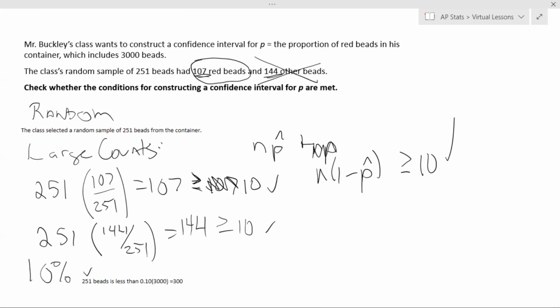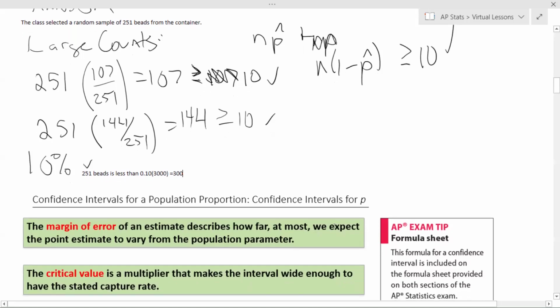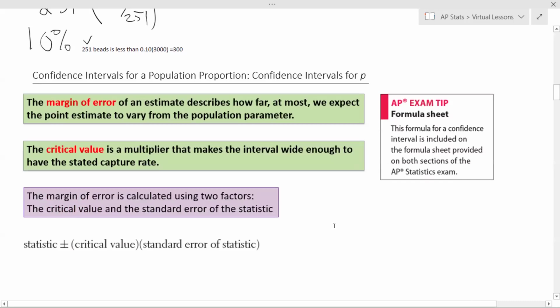All right. So again, we have random, 10%, and large counts. You have to thoroughly check each one and state how each one's satisfied. You can't just list the conditions themselves and put a check mark. I see students do that a lot. So be careful there. So let's talk about confidence intervals, actually, confidence intervals for a proportion. Now, a couple of things that we need to talk about when we create a confidence interval for a population proportion in this case is the margin of error.